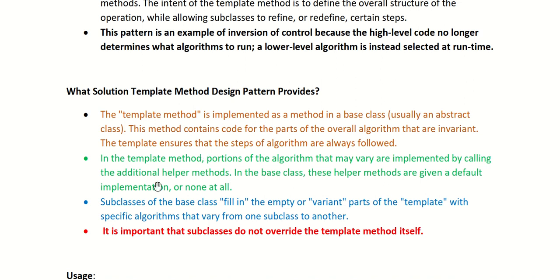So in the template method, portions of the algorithm that may vary are implemented by calling additional helper methods. In the base class, these helper methods are given a default implementation or none at all, which are basically pure abstract functions. Subclasses of the base class fill in the empty or variant parts of the template or algorithm or workflow with specific algorithms that vary from one subclass to another. It is important that subclasses do not override the template method itself.